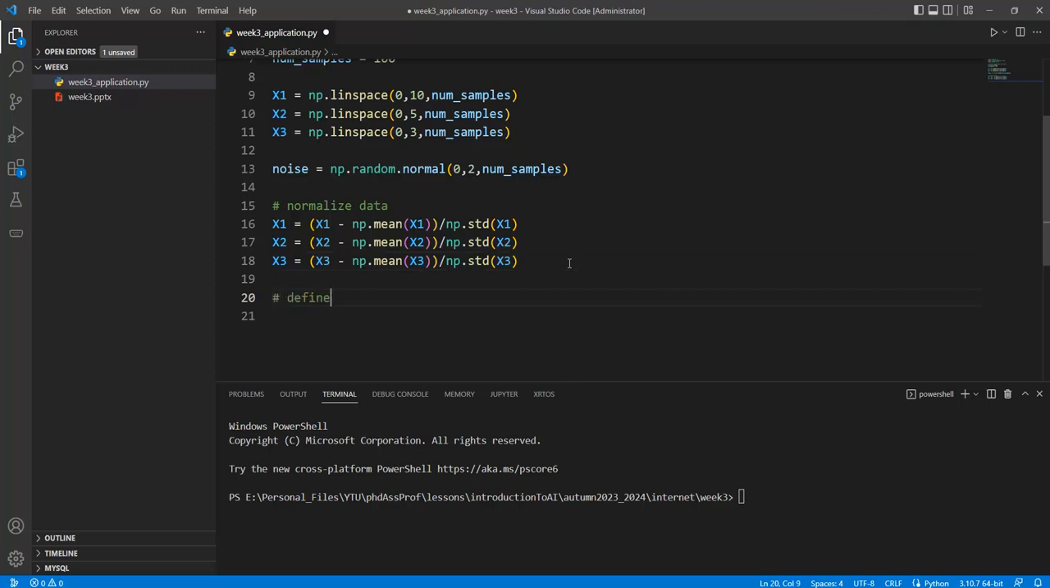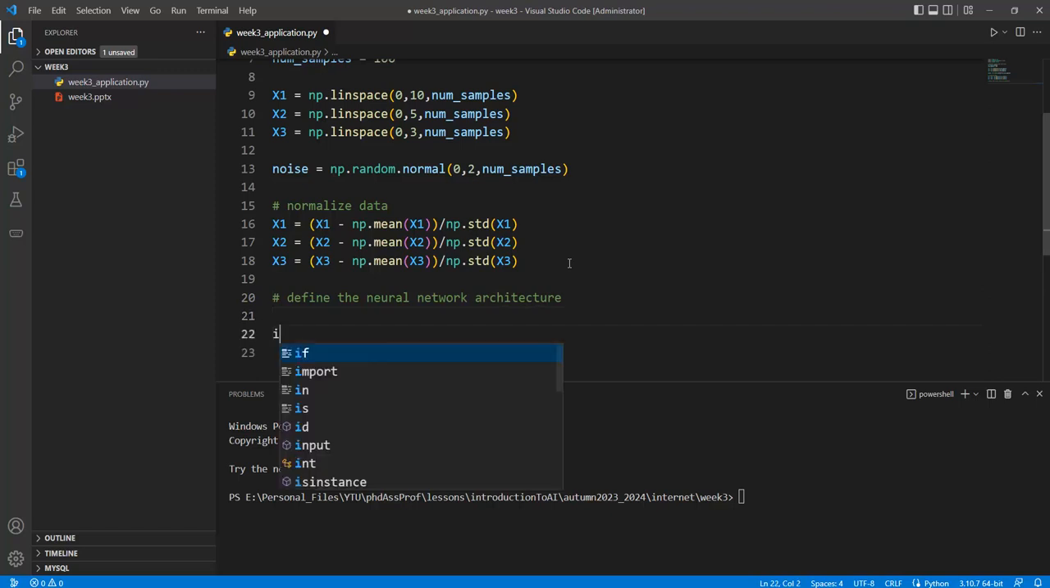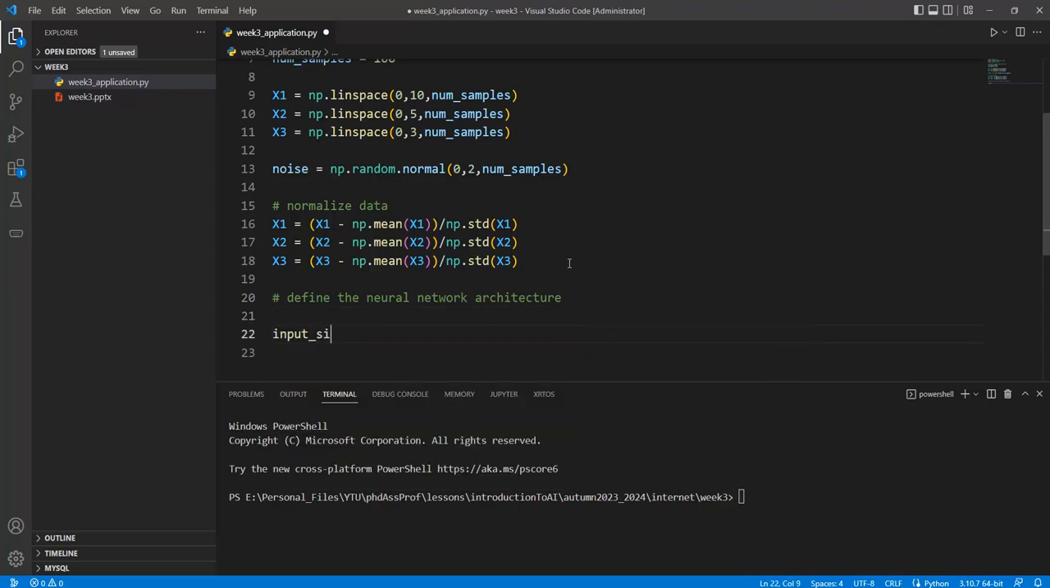So, define the neural network architecture, which means that the input size should be equal to the what?